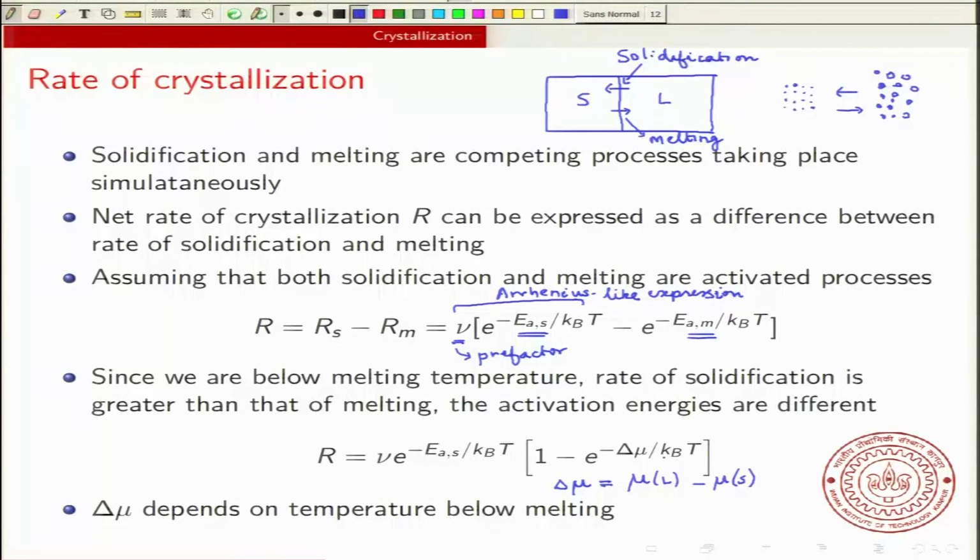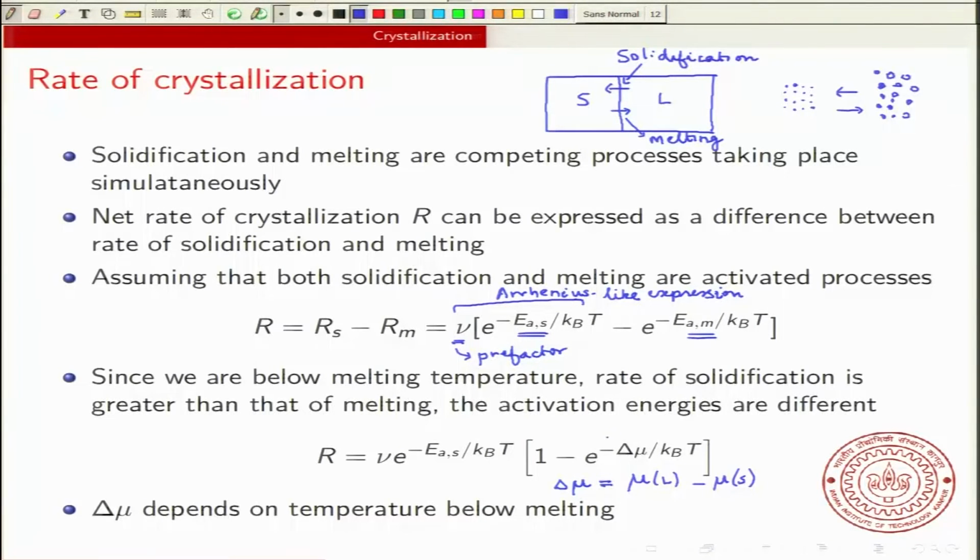And if you go to very low temperatures, then the chemical potential of liquid is much greater than that of solid. So this delta mu becomes large, and e to the minus a large number goes to 0. So the rate is just given by this prefactor term. But if you are very close to the melting temperature, then this quantity becomes very small.